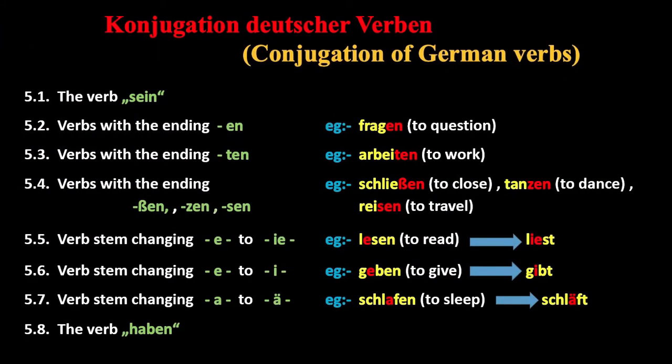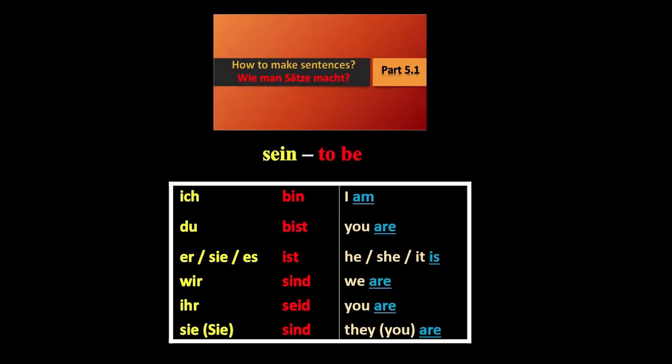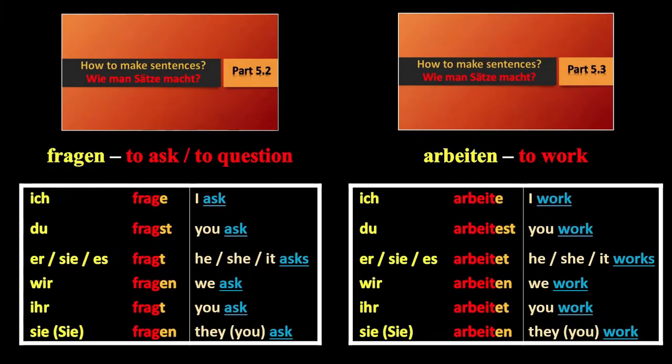Today we are going to learn how to make sentences by conjugating the verbs with the ending ßen, ßen and sen. Hope you remember what we learned in the previous lessons: how to conjugate the verb sein from the video part 5.1, how to conjugate the verbs with the ending en from the lesson part 5.2, and how to conjugate the verbs with the ending ten from the video part 5.3.